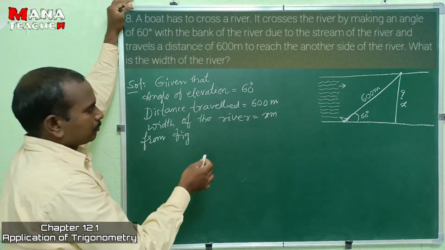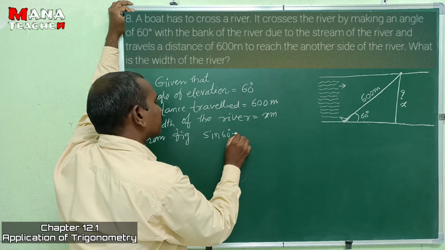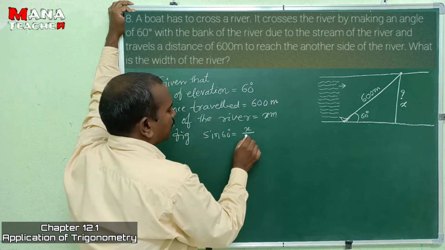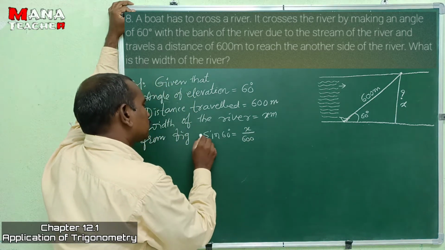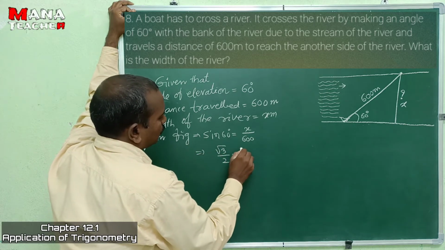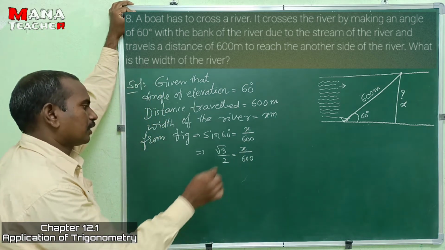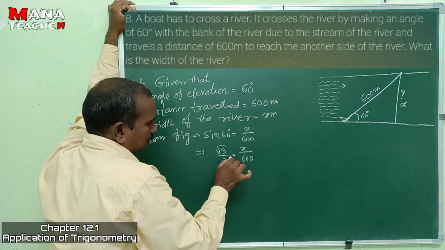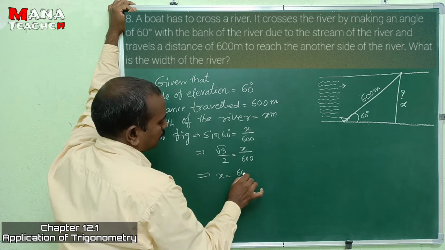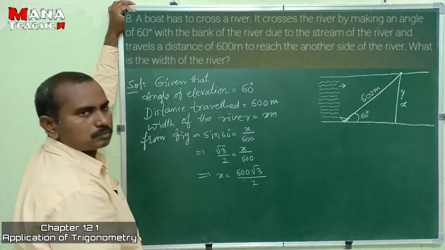So from the figure, sine 60 degrees equals opposite by hypotenuse, right? So what is the value of sine 60? Root 3 by 2, that equals x by 600. Now from this, x equals 600 root 3 by 2, right?